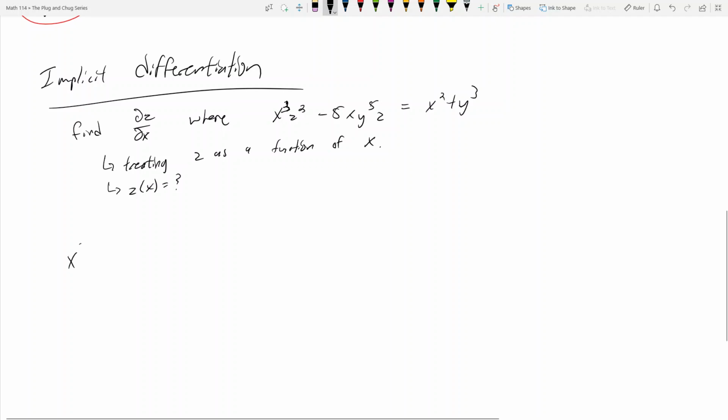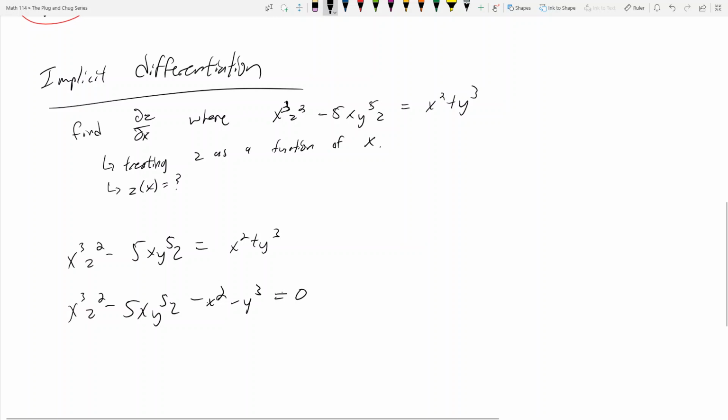Now, let's take a look. So we've got x cubed z squared minus 5xy to the fifth z equals x squared plus y cubed. All right, so what do I want to do? First step is to move everything over to one side if you can. So minus x squared minus y cubed is equal to 0. Okay, so I want it equal to 0. Cool. All right, now what?